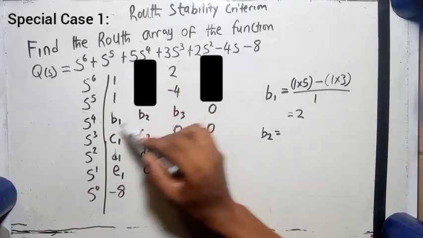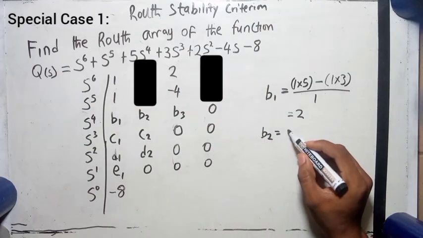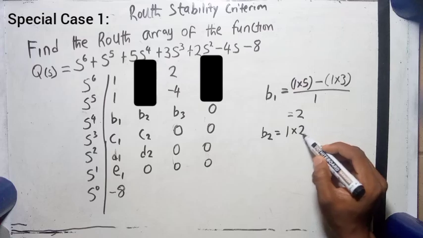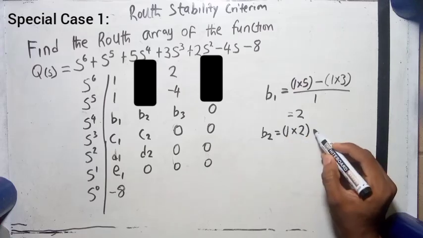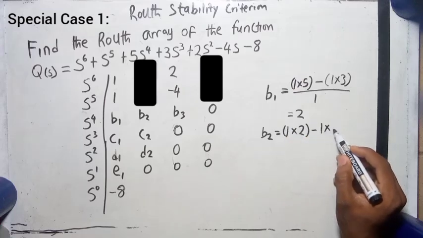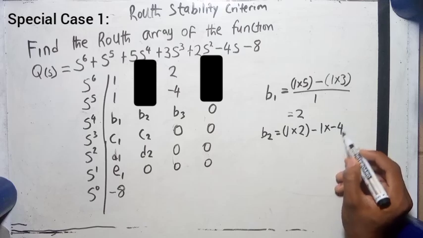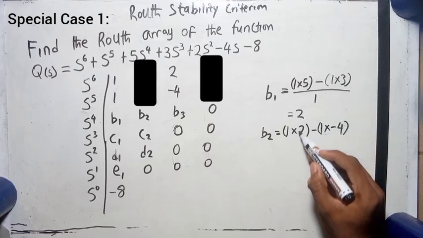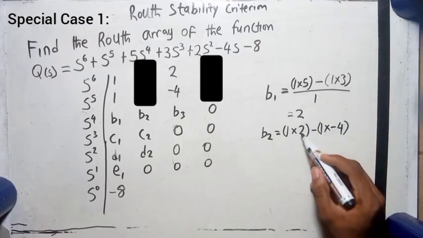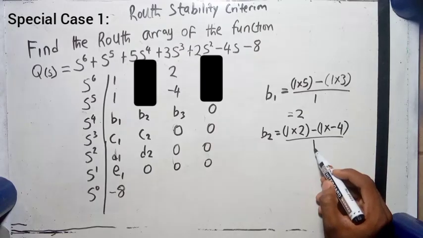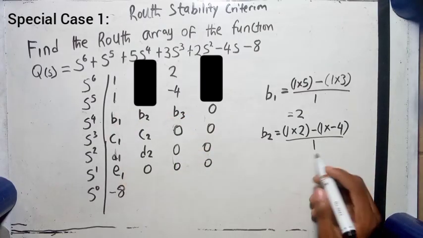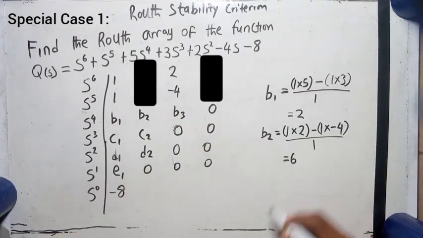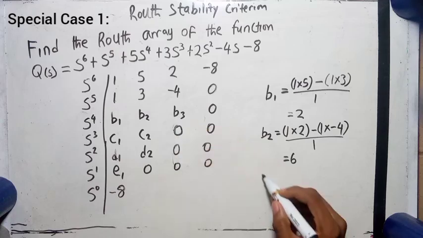will be this one and this one. So we'll be having 1 times 2 minus 1 times minus 4. This is 2, this is plus 4. So we're having this over what? 1. The 1 is because of this guy. So we'll be having 6 for this one.